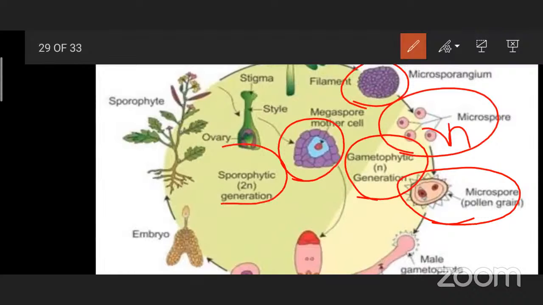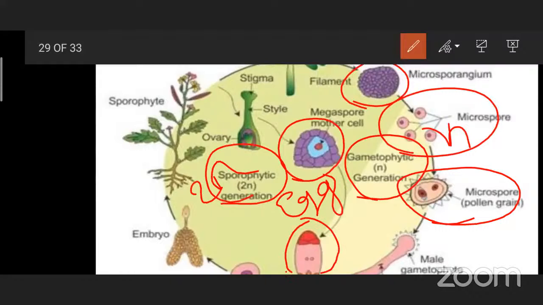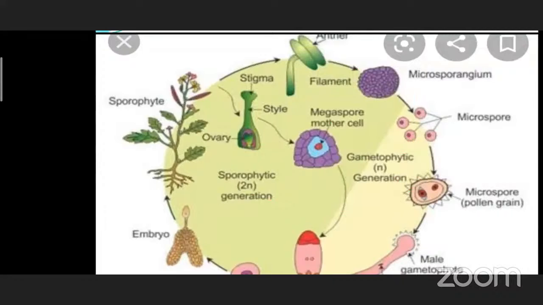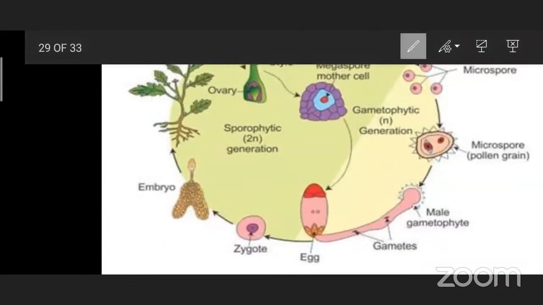This is the sporophytic condition, where the diploid zygote forms. So here, this is the megaspore mother cell, that is the egg cell, which forms the embryo sac. The pollen grains are discharged and carry the two male gametes. See here, the pollen grains discharge the two male gametes.